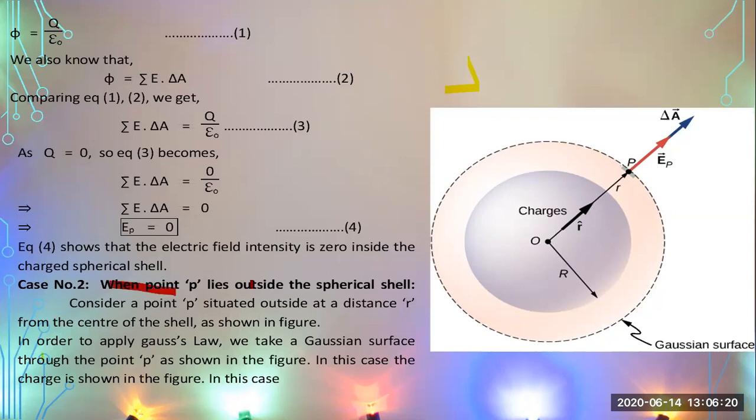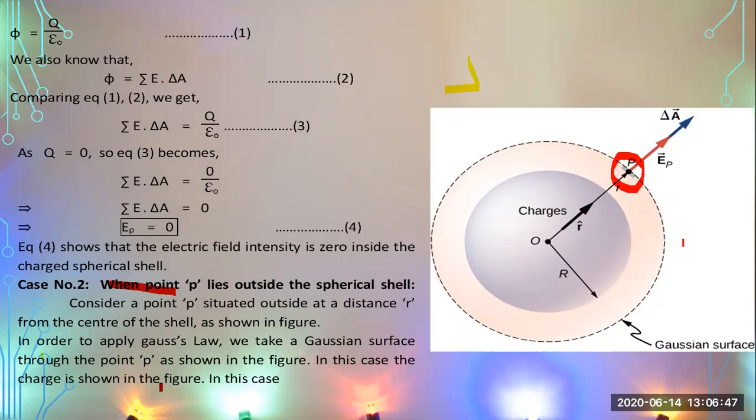That is, when a point charge P lies outside the spherical surface. Consider a point P situated outside at a distance r. So this is the point P, and it is situated outside a sphere of radius r. In order to apply Gauss's law, we take a Gaussian surface through the point P as in the figure.